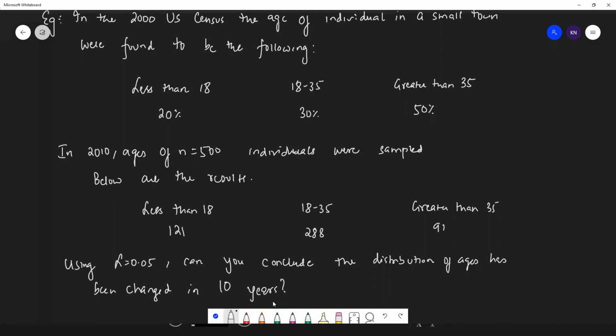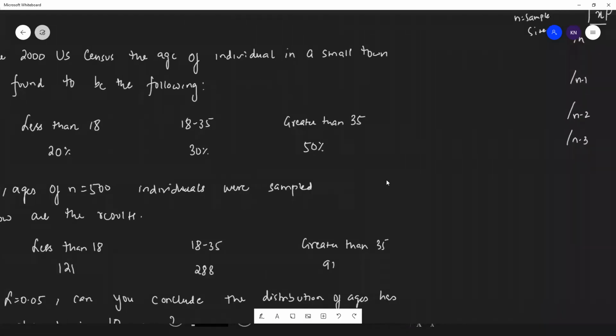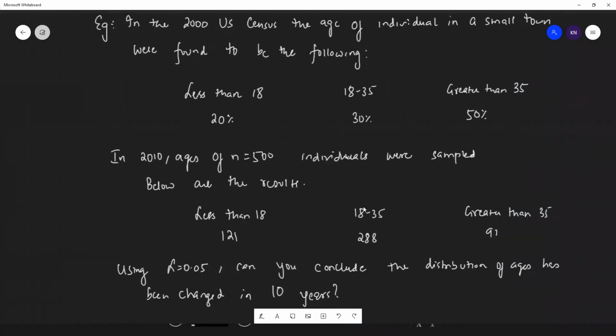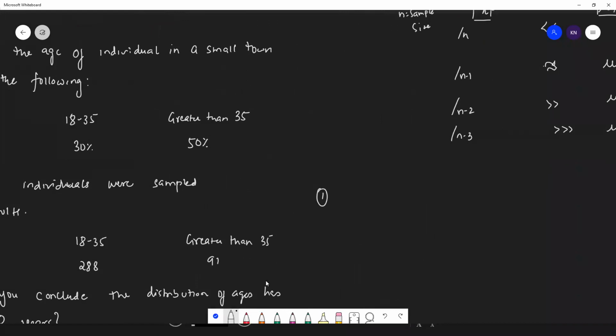So let's see how we solve this particular problem by using the chi-square test. Okay. Now, what is the first step in all these kinds of tests? Tell me. What is the first thing I have to do in this kind of test? So let's start. Step 1, null hypothesis. So what will be the null hypothesis?